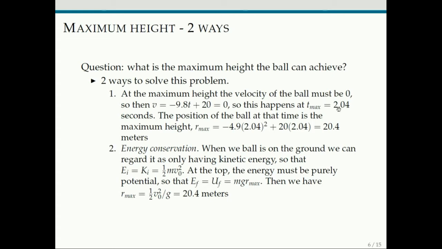v is equal to 0. It switches from going up to going down. So the energy is purely potential, and we can write it as mg times r max, where g is the acceleration due to gravity, minus 9.8 meters per second squared, and r max is the maximum height.